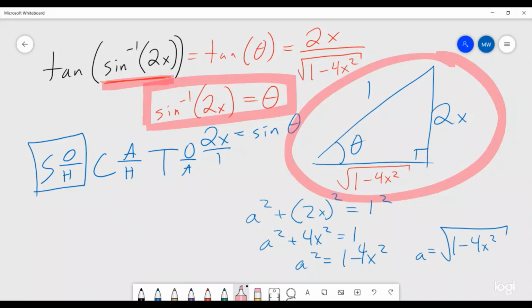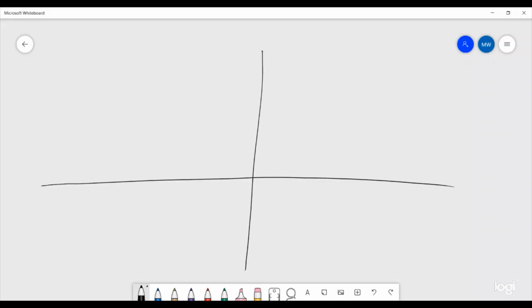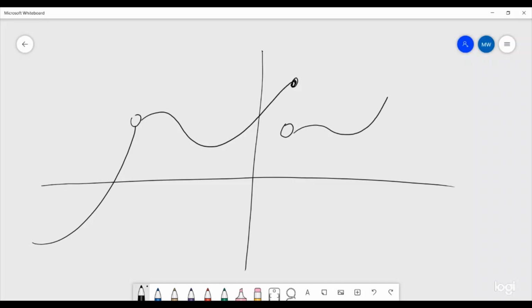So now that we've gotten there, let's start talking about some limits. I'm going to draw a graph, and then we are going to try and figure out what the limit is as we approach different values. So here's our graph. It's doing something like this. This is what the graph is, and let's say that this is a.